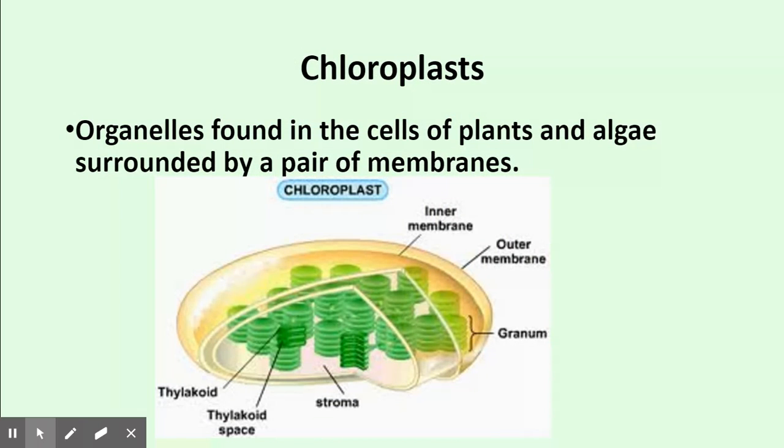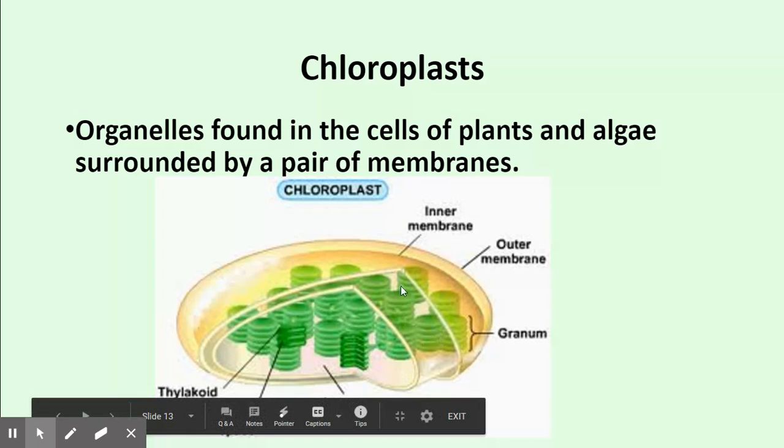So we need to start off looking at chloroplasts. Chloroplasts are located in the cell. Plants and algae are going to have these, and they're going to be located inside, and they have a double membrane. If we look at this, it kind of looks like a pancake with lots of little stacks of pancakes in there, but we've got two membranes that are going to cover that.